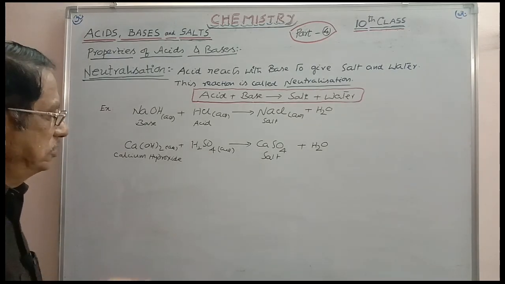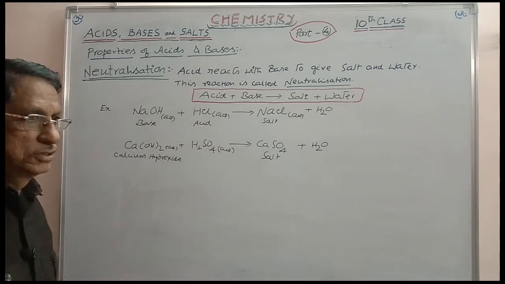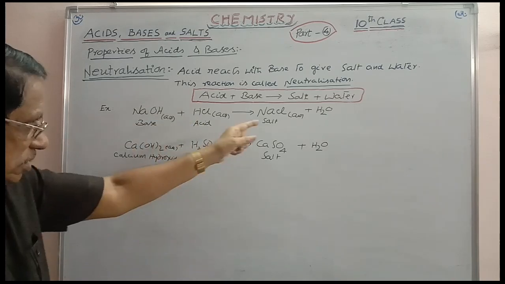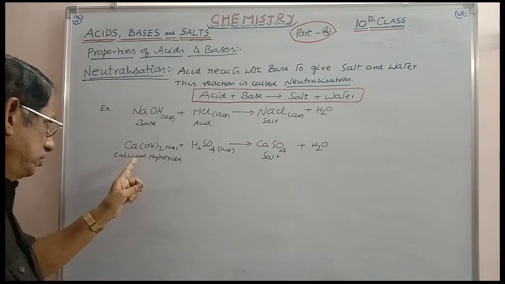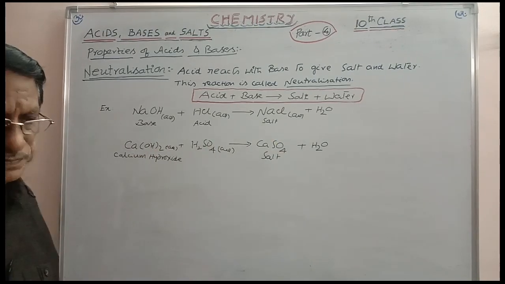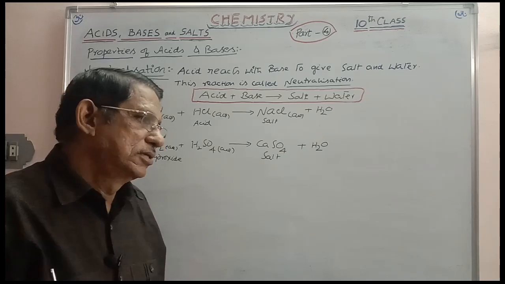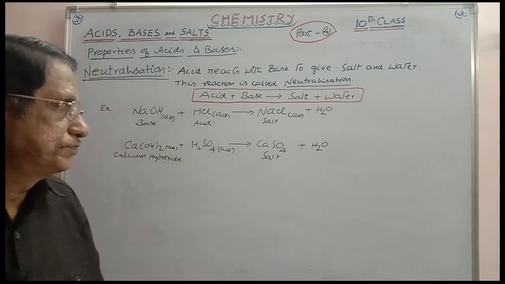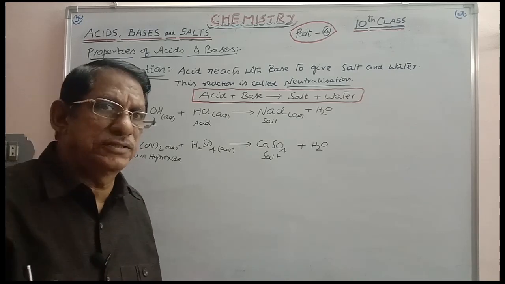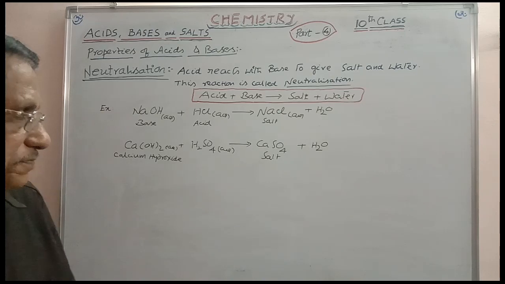In this way, you can consider any acid, any base. You observe carefully, this is strong base and strong acid, salt and water obtained. This is weak base and strong acid, again salt and water obtained. You can take any base, any acid, only salt and water will result. Such types of reactions are many. You can write your own, taking various examples of salts, acids and bases.